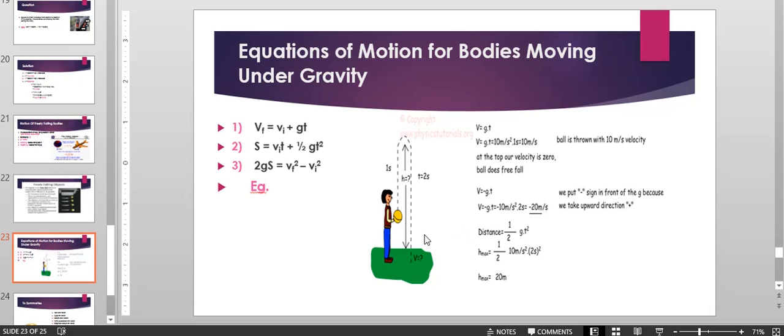In order to find the distance or the height covered by this object, we'll use the formula, distance is equal to Vit plus half gt square. As we have said earlier, the initial velocity of the body is 0, so the product of initial velocity and time will become 0. We only have half gt square. Putting the values, we'll get the maximum height, or the distance covered by this ball, as 20 meters.